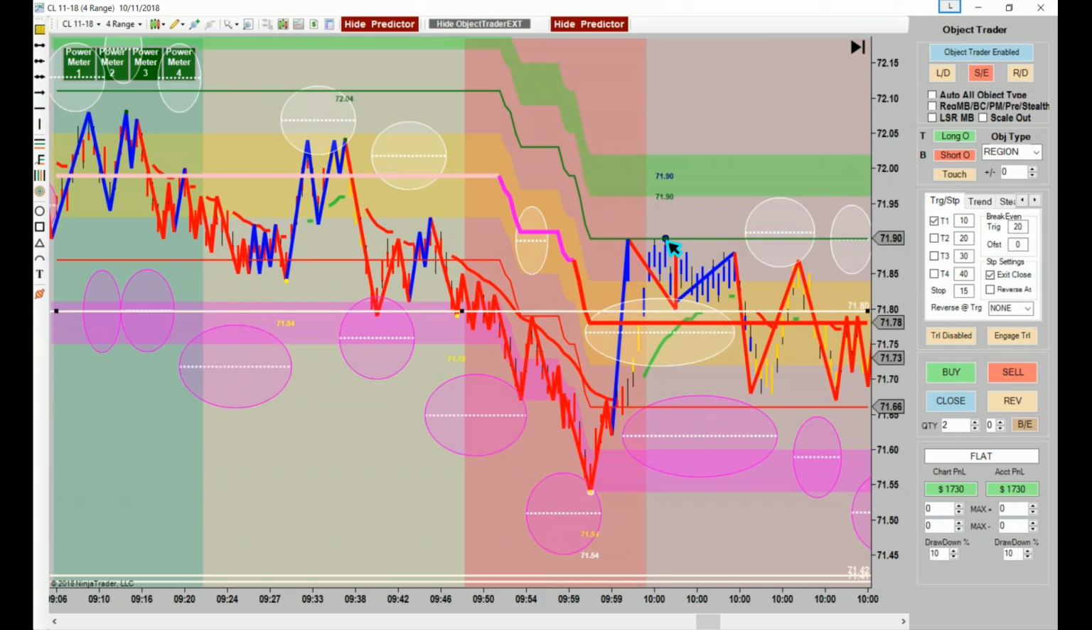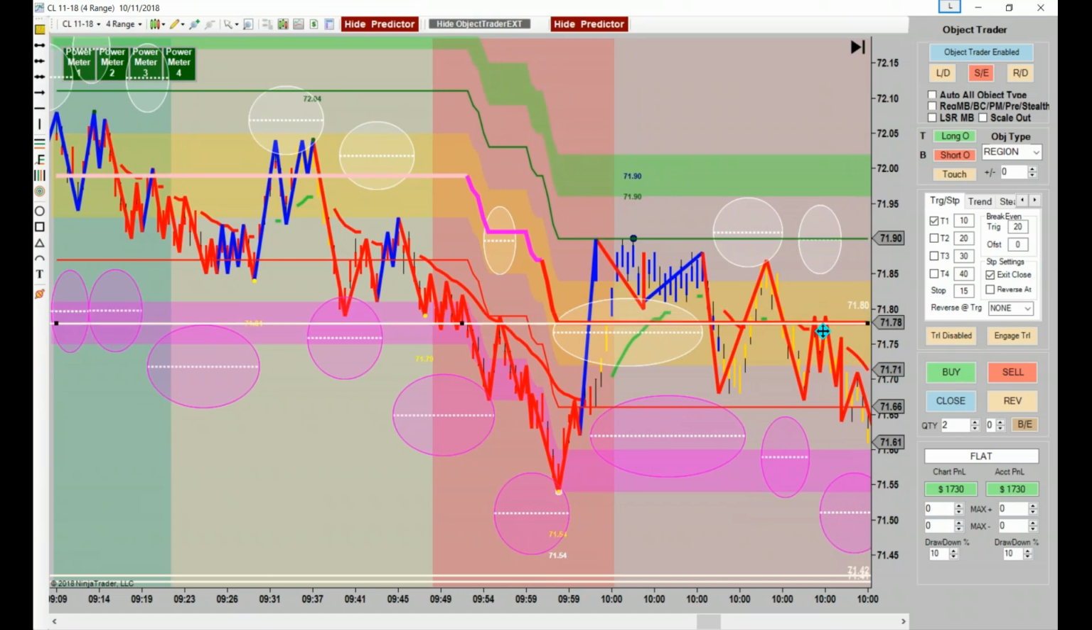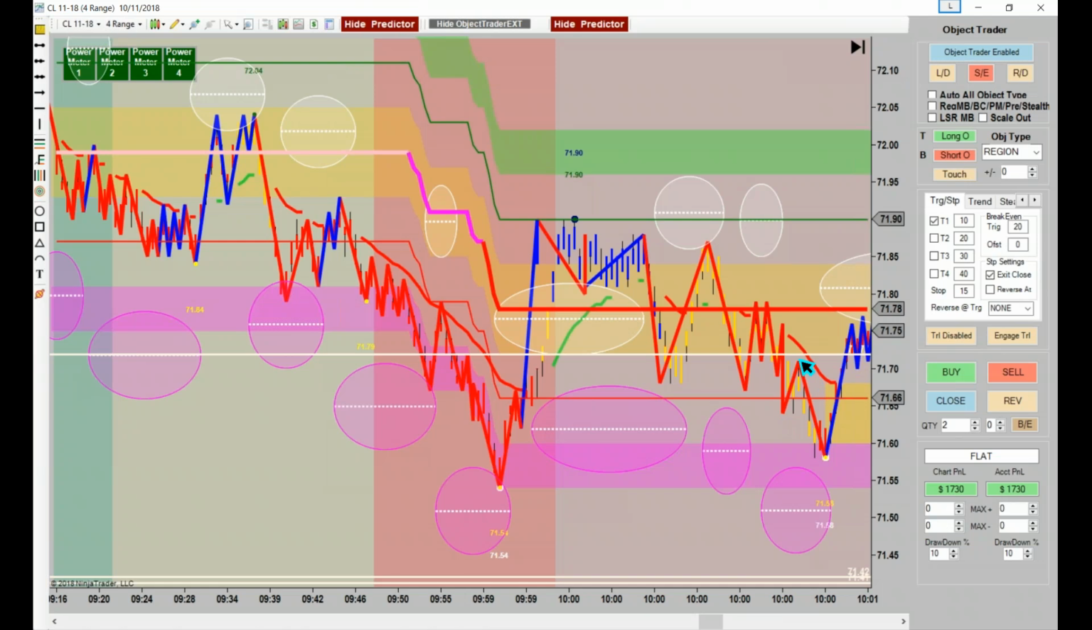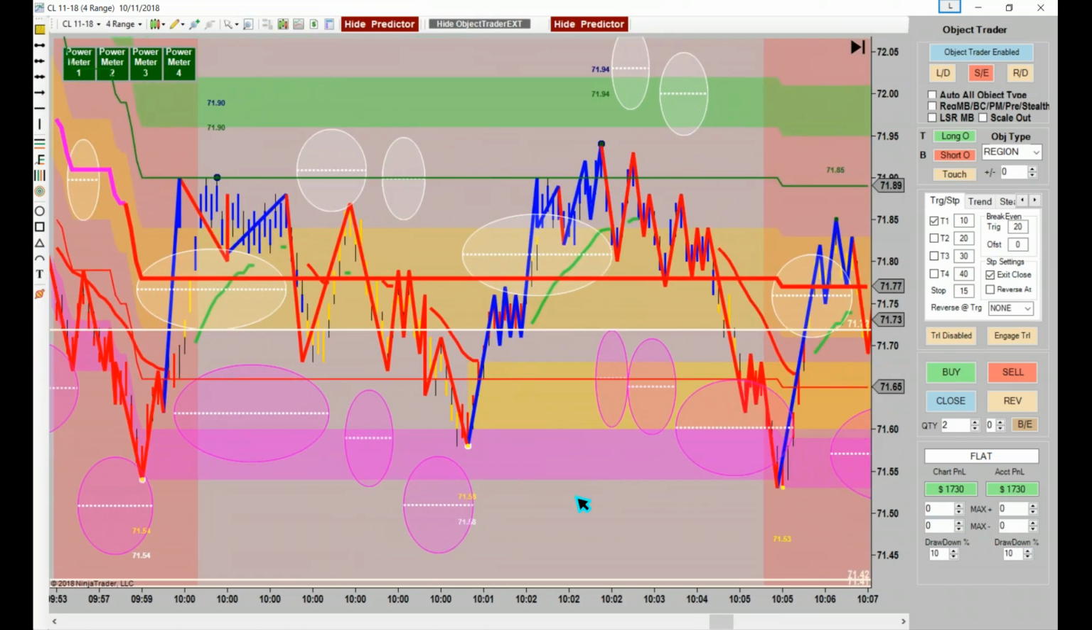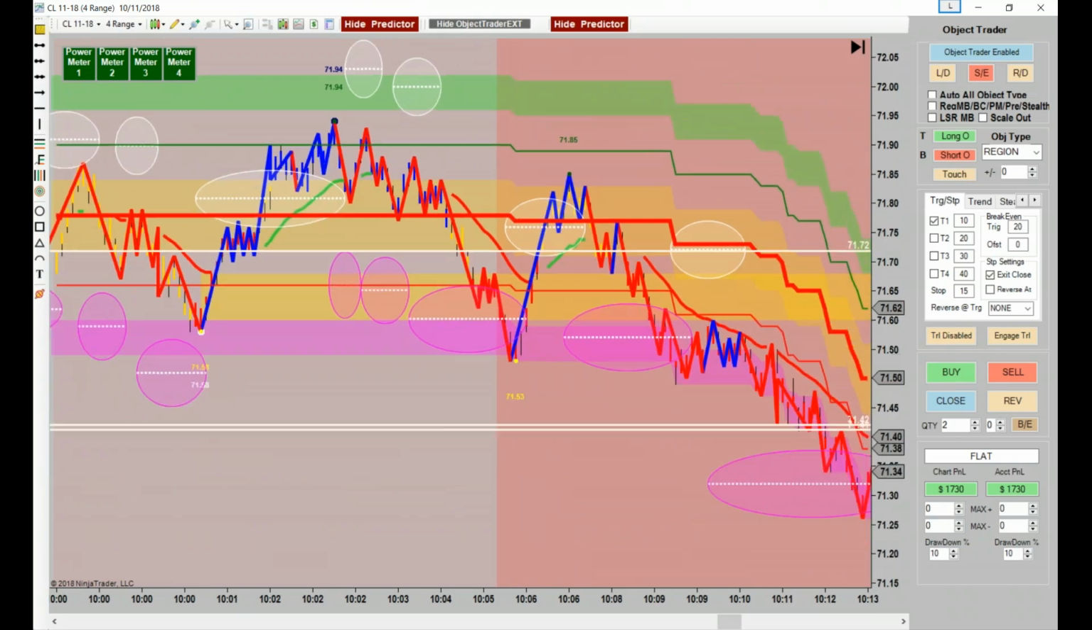So if you got in here at line 6 and your stop is automatically done by the lightning indicator, you got stopped out right there. Had another phantom here. Where would you get stopped out? Ratcheting down, ratcheting down, ratcheting down, stopped out right there. I think they work, but you got to trade them right.